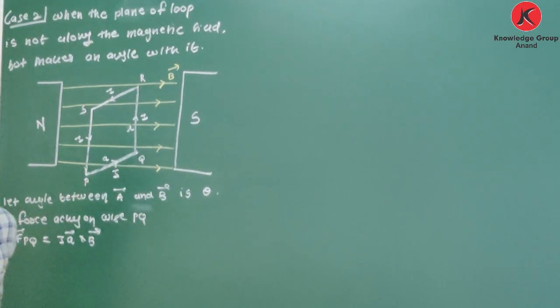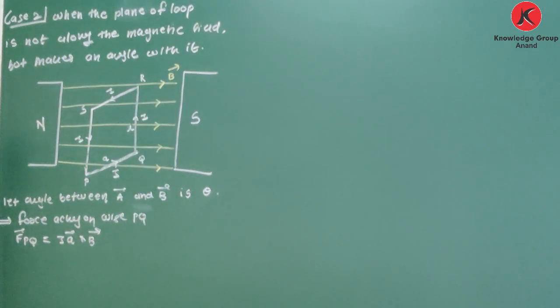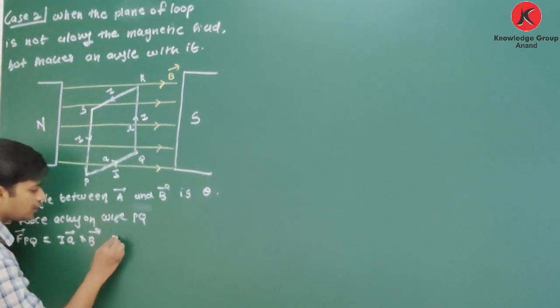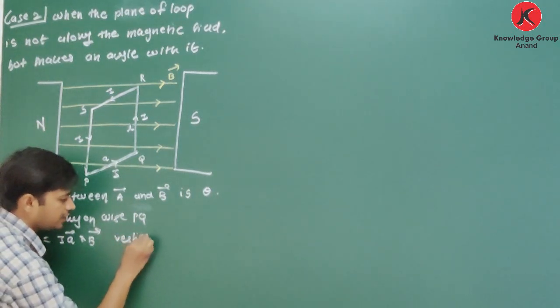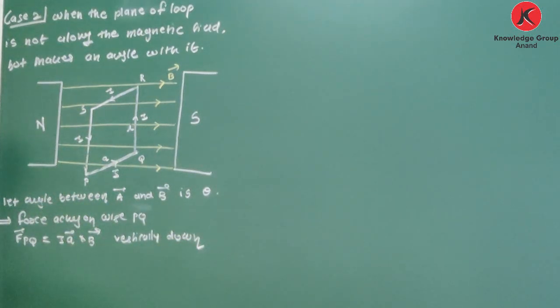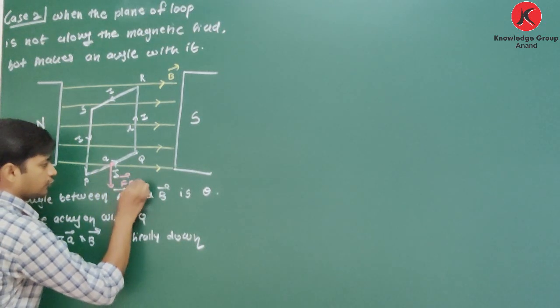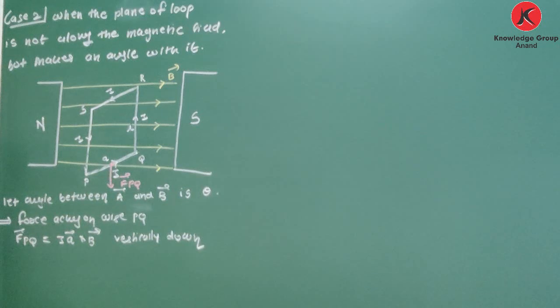Now force will not become zero directly because now this I and B are not in the same direction. So yes, force acting on wire PQ, F PQ is equal to I L cross B. It is in vertically downward direction. Clear about this? So yes, force acting on this wire PQ on its center of mass is in this direction. It is F PQ.